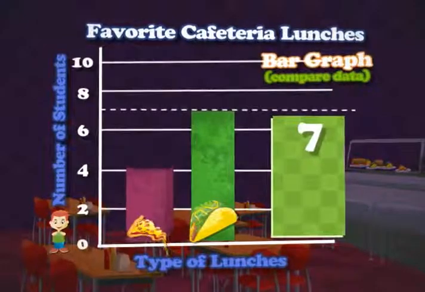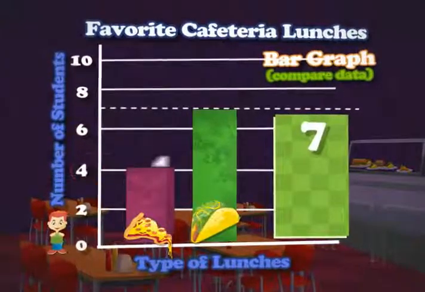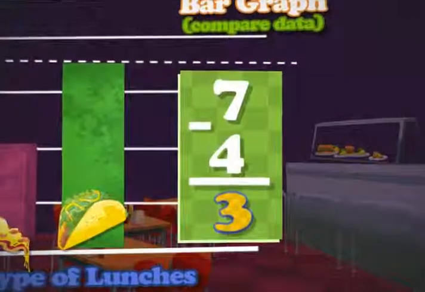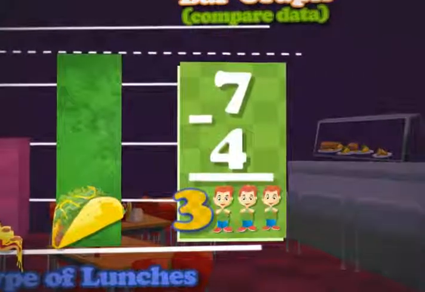Pizza. We are going up. It is 4. We do the operation 7 minus 4. Your answer is 3. There are 3 students who like tacos more than pizza.